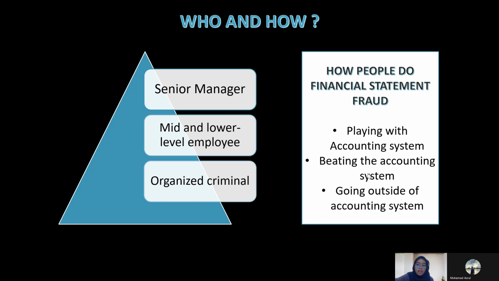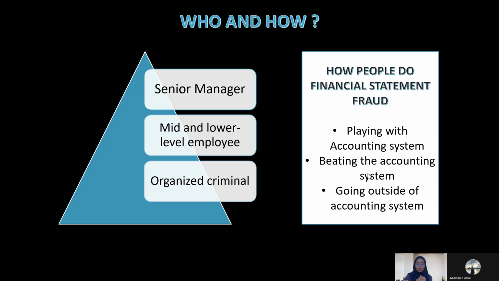Next is the mid and lower level employee. This category of employee may falsify their financial statement to conceal their poor performance or to earn bonuses based on higher performance. And last but not least is the organized criminal. They may use this type of scheme to obtain fraudulent loans from a financial institution or to hide a stock they are selling as part of a pump and dump scheme.